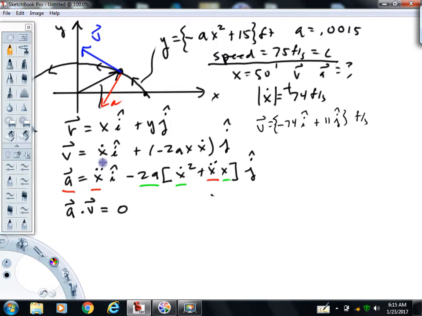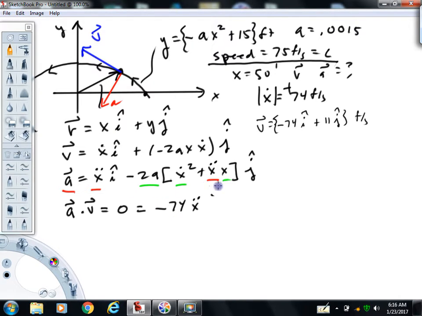Now the velocity vector, I can dot it with this thing, which is perfectly fine. I've got nice, easy numerical values sitting right here, and I think I'll use these. What I'm going to do is dot these in component form. So if I take A dot V, that's going to be this times this. So that's going to be minus 74 x double dot. This is acceleration x component times velocity x component.